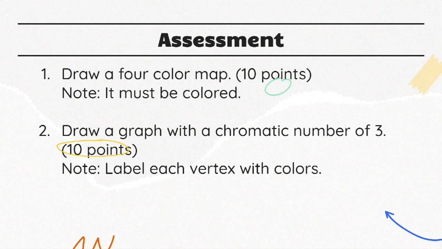For your assessment, class, I want you to draw a 4 color map. Note that it must be colored, meaning for the color map, we utilize 4 colors. Okay, it is worth 10 points. For number 2, draw a graph with a chromatic number of 3, meaning we will utilize 3 colors, and label each vertex with colors. Take note also, class, that 2 adjacent vertices shouldn't be of the same color. They should be different. Okay?